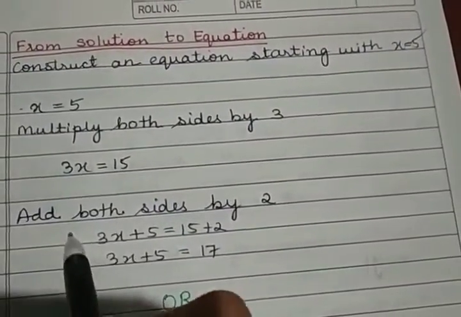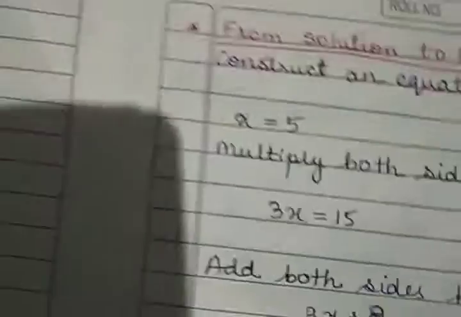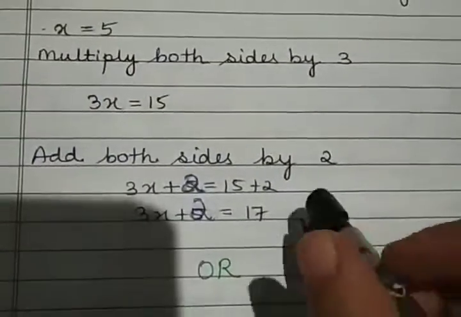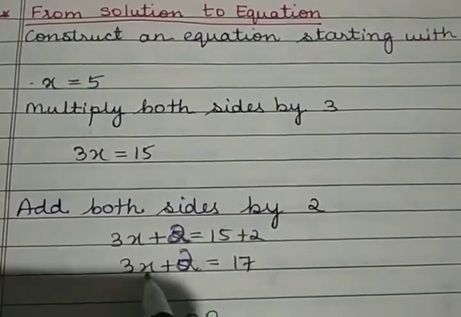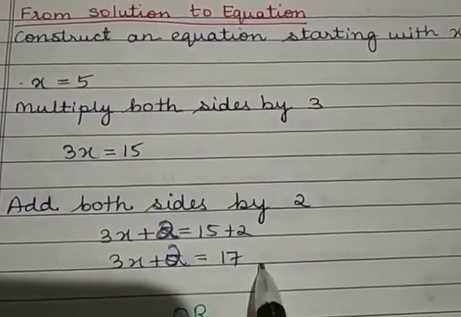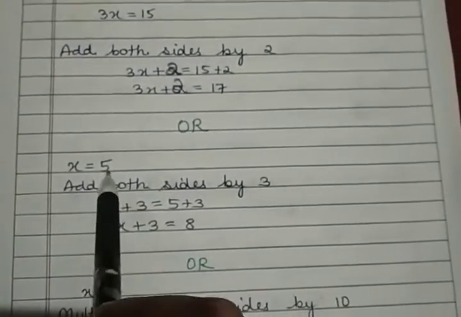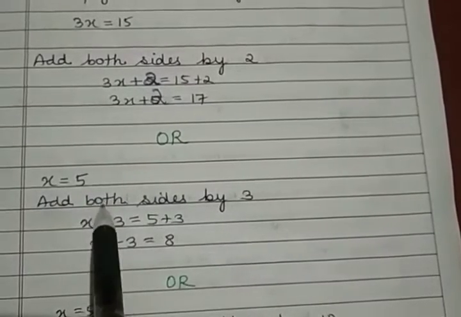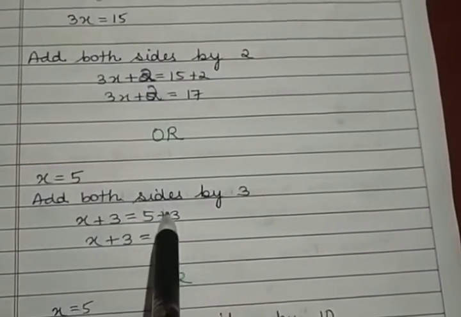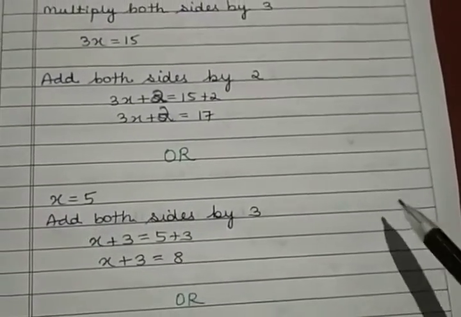Now I'm adding 2 to both the sides. So adding 2 to both the sides, I get 3x plus 2 is equal to 15 plus 2. So 3x plus 2 is equal to 17. Another way you can do is, suppose you take x equal to 5, then you add 3 to both the sides. Then you'll get x plus 3 is equal to 5 plus 3. So x plus 3 is equal to 8.